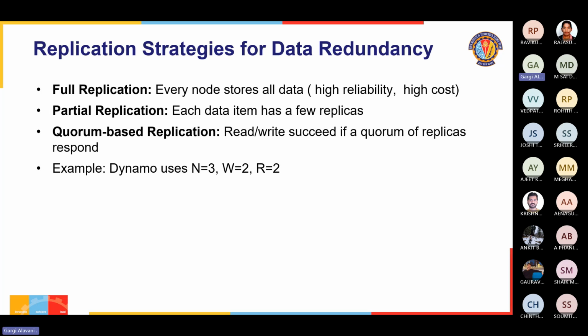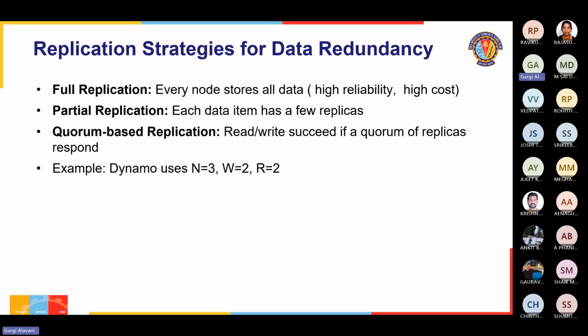But what is the disadvantage? It is expensive, requires a lot of storage and bandwidth, and updates also are very costly because every change must be propagated to every node. Where can you use this? It could be a small data set or a system where reliability is more important than storage cost. Only in that scenario you can use this. There is no one solution to all. So depending on the requirement of your system, you'll have to choose between these replication strategies. Then you have partial replication. So each data item is replicated only on a subset of nodes.